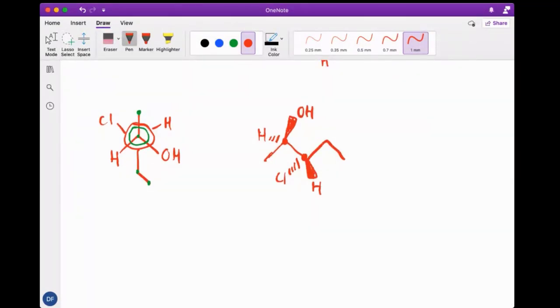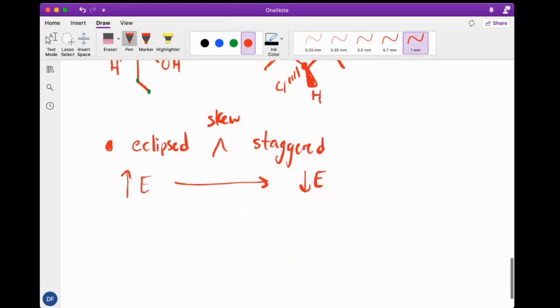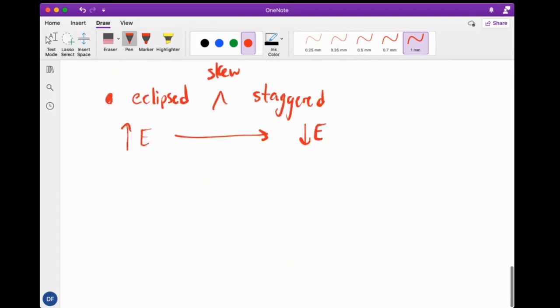So number 3, rank the following conformations in order of increasing potential energy. Like we said, eclipsed, staggered, and the skew right here in the middle. So this is the most energy, and this is the least energy, from highest to lowest. So for question number 3, we look at the staggered ones. Here the staggered ones are the first one, the second one, and the last one.